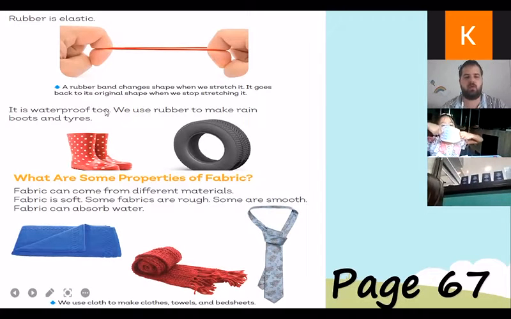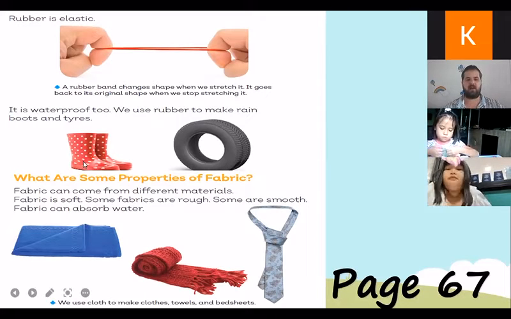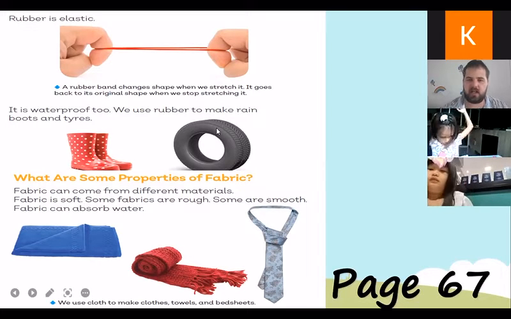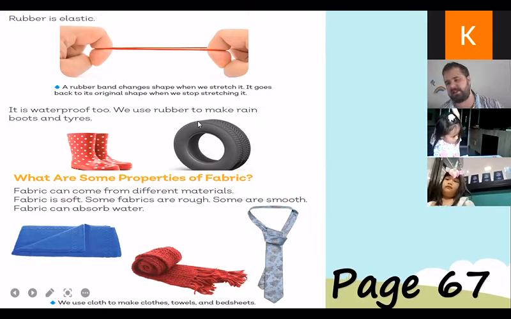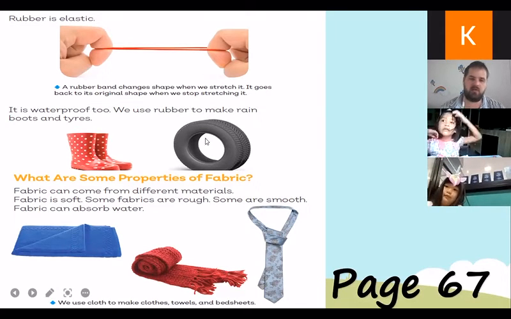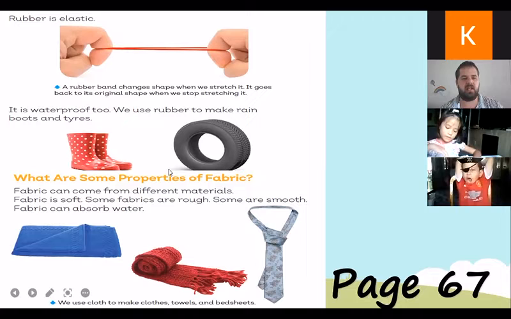Rubber is waterproof. We use rubber to make rain boots and tires. So over here we have our rain boots and tires. Tires go on the car. You know the tires on a car? Or your bicycle, or your scooter, or your motorbike. That's all made out of rubber.